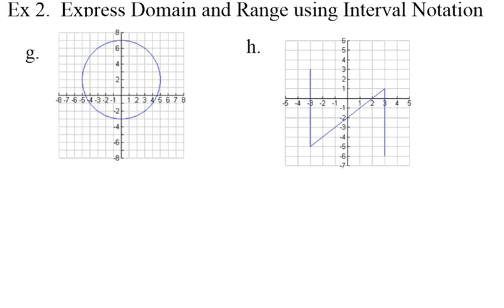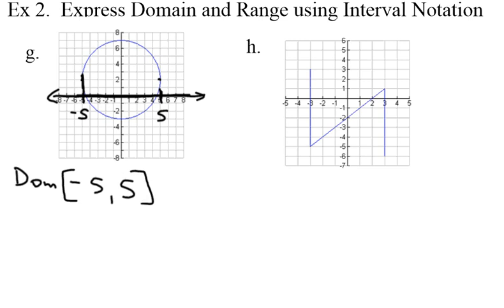So what we're looking at, domain and range. Here we go. Domain. What part of the x-axis? Our left wall. The graph doesn't go beyond -5. Our right wall. The graph doesn't go beyond +5. So our domain is from -5 to +5. It includes both of those points. So we have closed square brackets. Range.